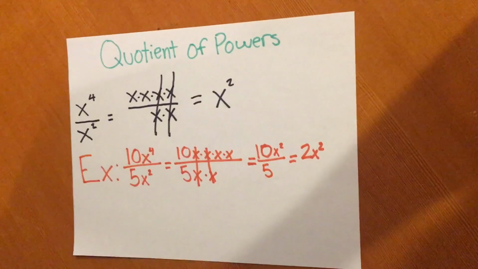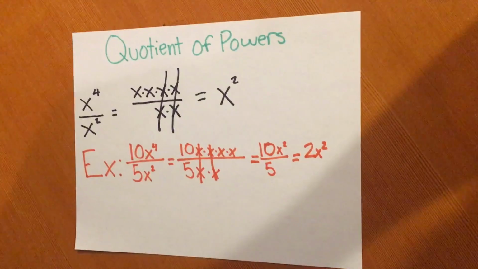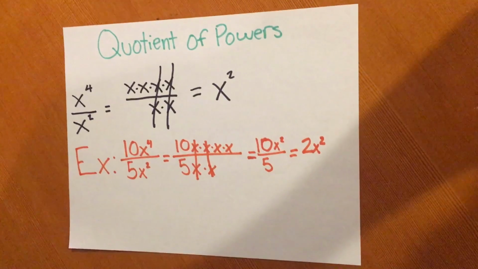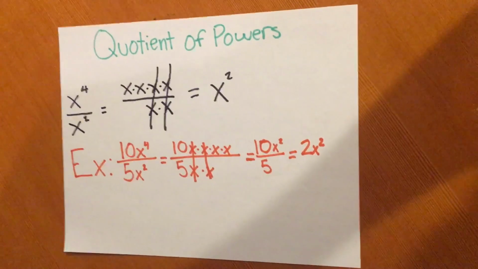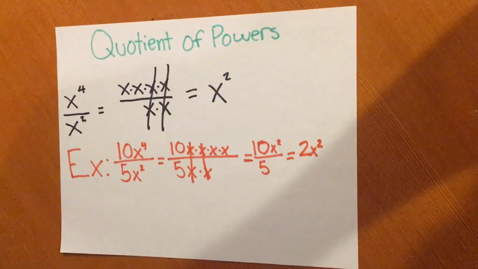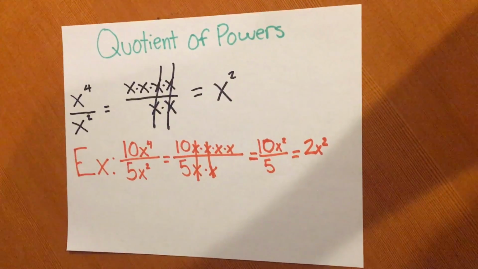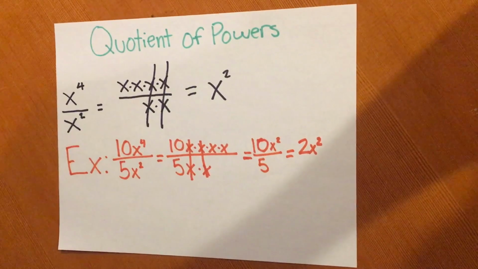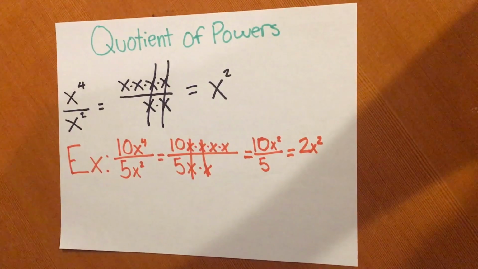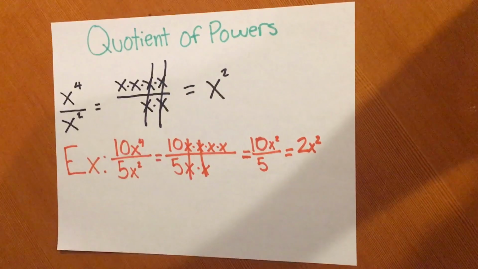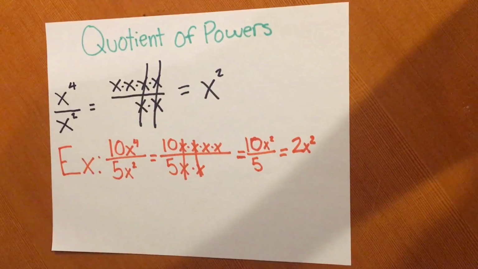Quotient of powers. When you have two of the same variables in a fraction, both raised to an exponent, you can cross-cancel each other out from top to bottom. For example, we have x to the fourth over x to the second, which equals x times x times x times x over x times x. The bottom has 2, so you can cross out 2 from the top, which leaves 2 x's on the top, which is the same as x to the second.